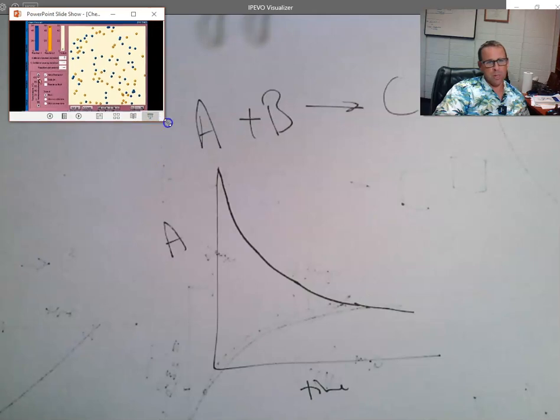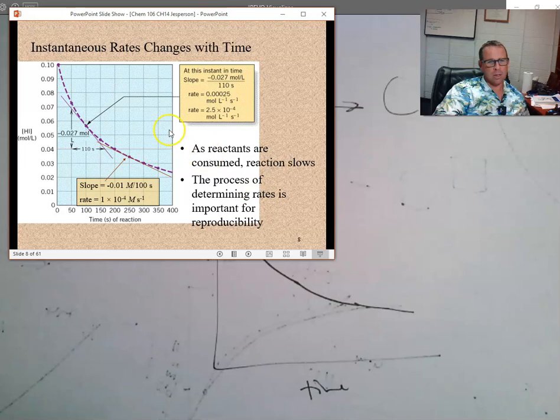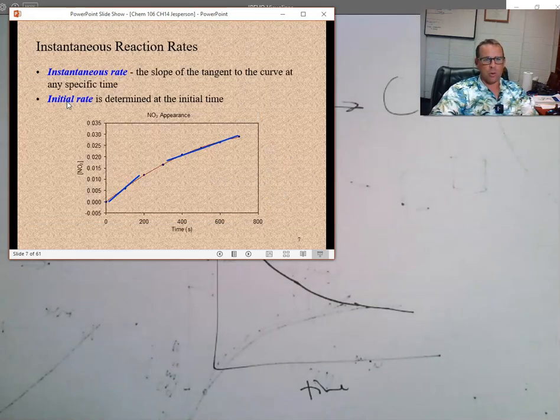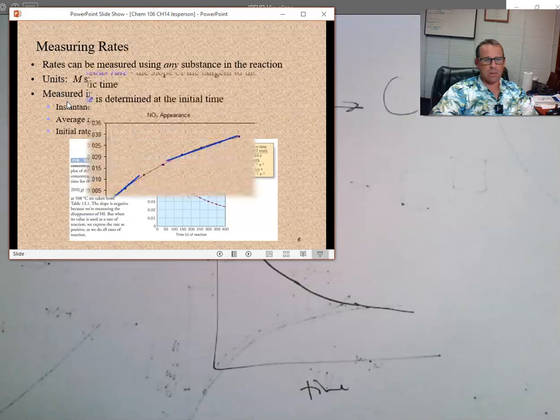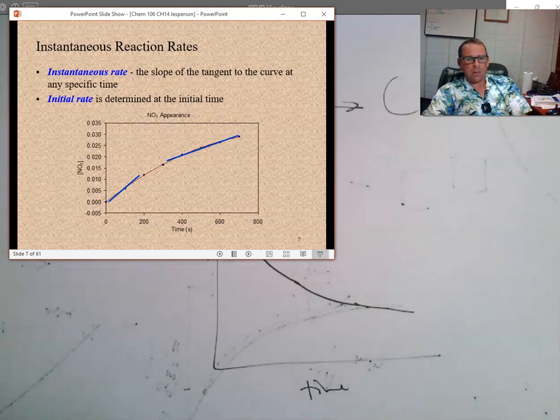So we have the ability to look at a curve like this and find the slope, or the rate at which the reactant is disappearing, or the product is appearing. So here's another example.